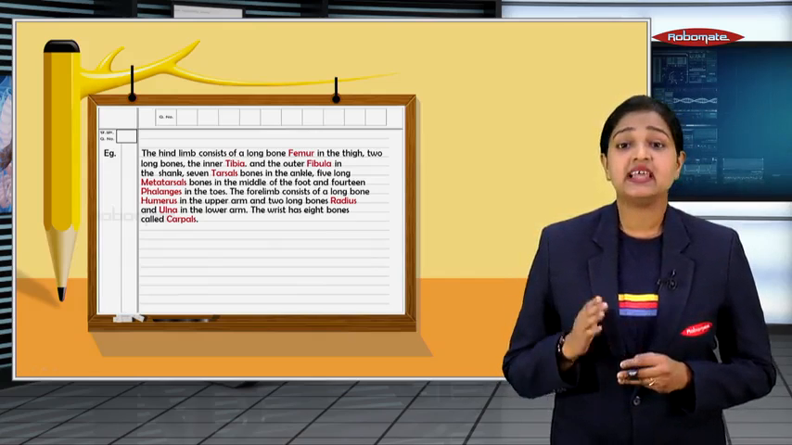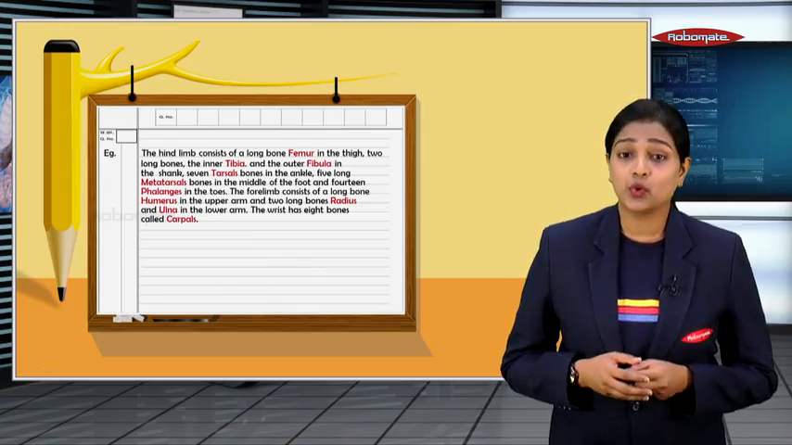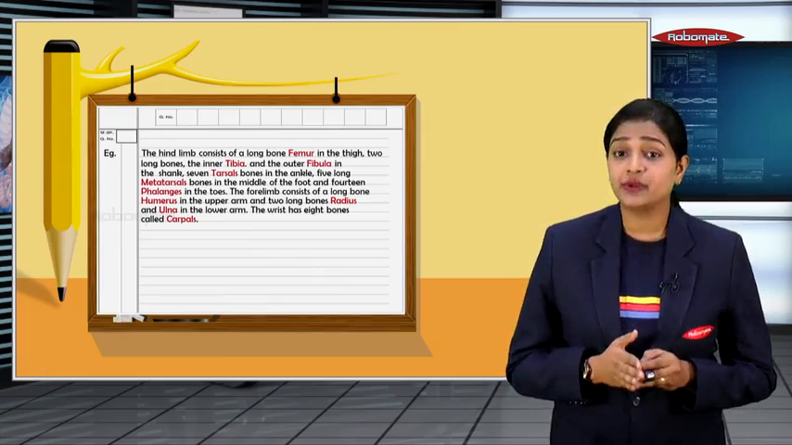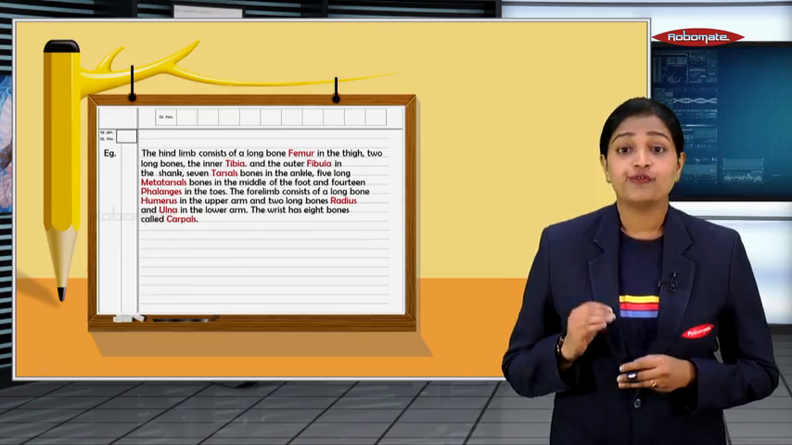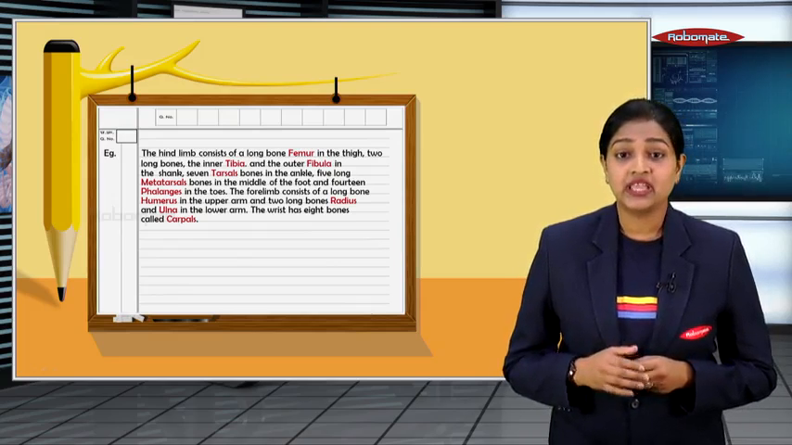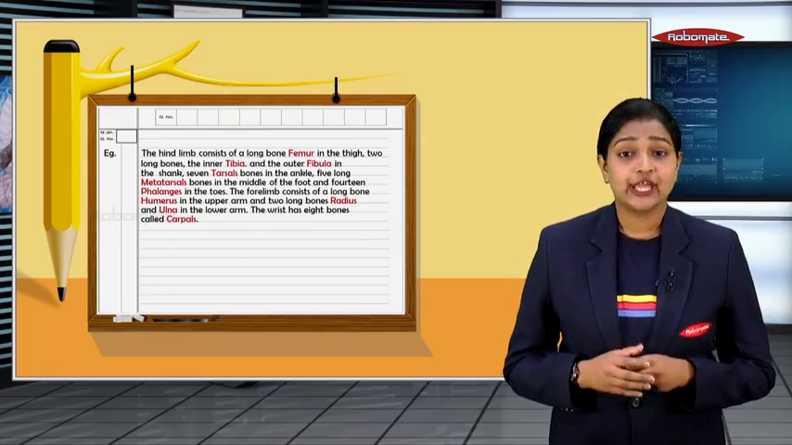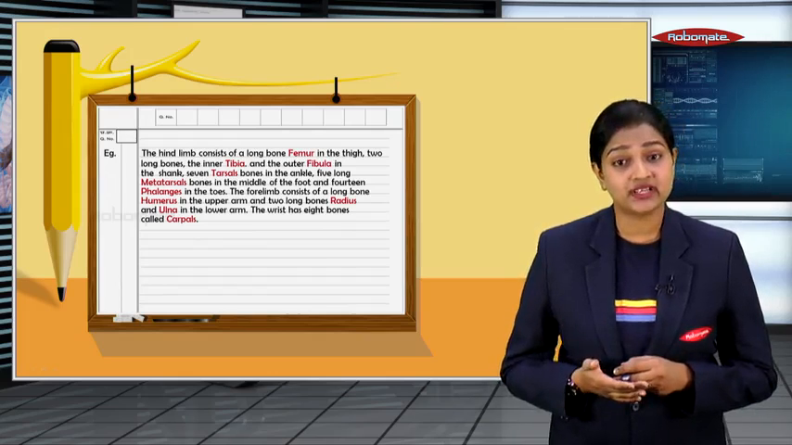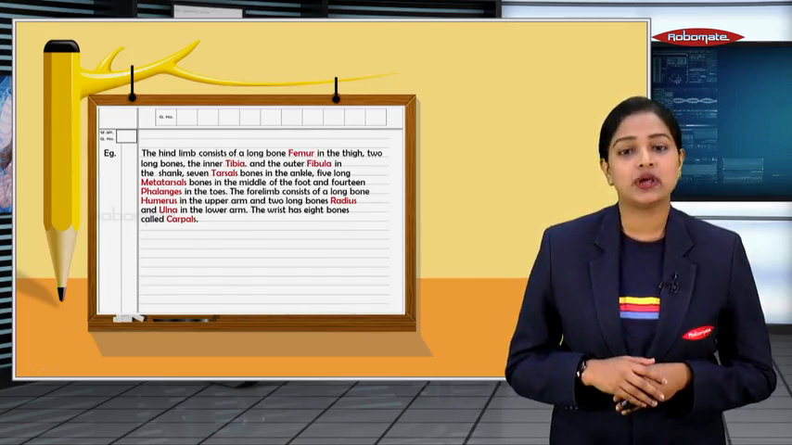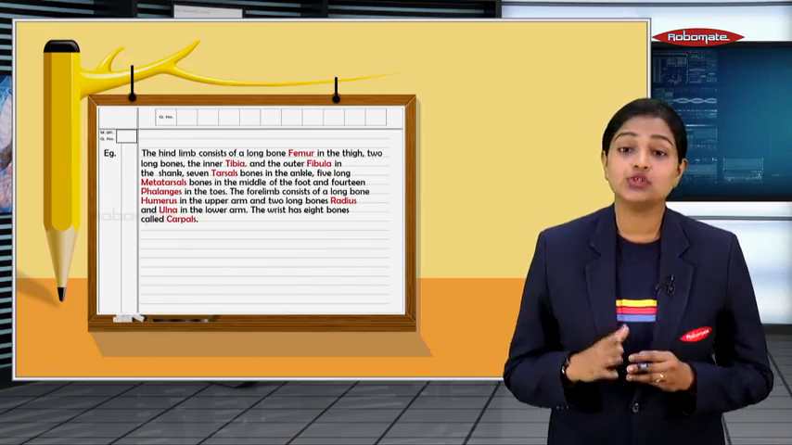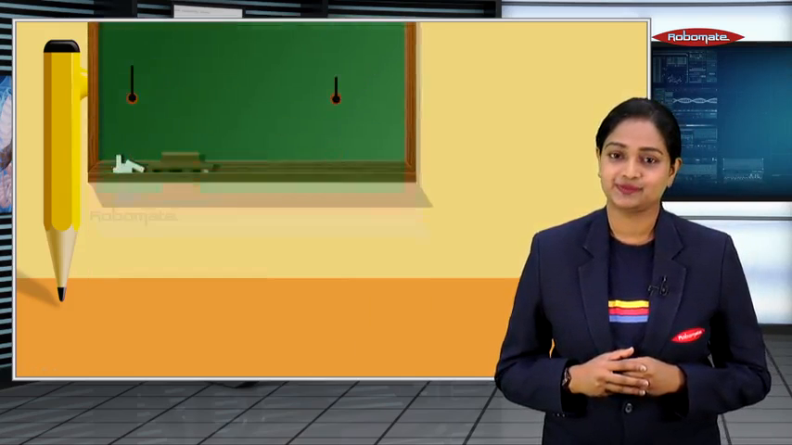So, the answer will be, the hind limb consists of long bone femur in the thigh, 2 long bones, the inner tibia and the outer fibula in the shank, 7 tarsal bones in the ankle, 5 long metatarsals bone in the middle of the foot and 14 phalanges in the toes. The forelimb consists of long bone humerus in the upper arm and 2 long bones radius and ulna in the lower arm. The wrist has 8 bones called carpals. So this is how you have to answer the paragraphed question.